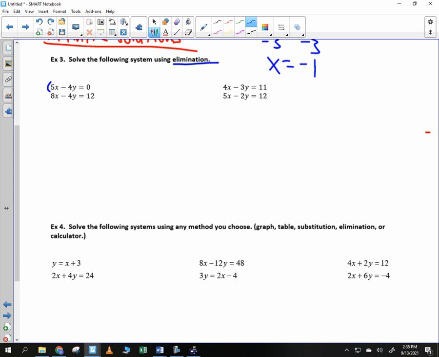What could you do to make this turn from a negative 4y to a positive 4y? And if you do that, we get negative 5x, we get a positive 4y is equal to 0. And then we have 8x minus 4y is equal to 12.